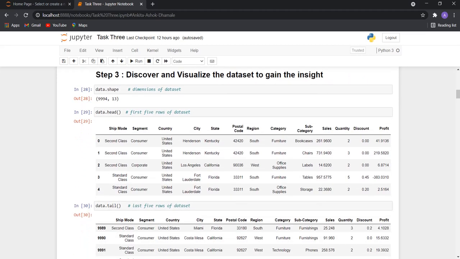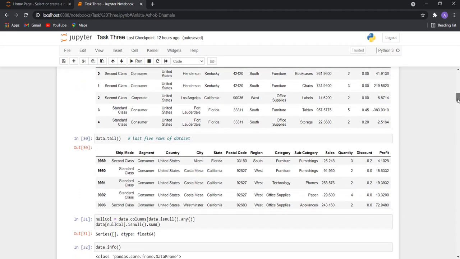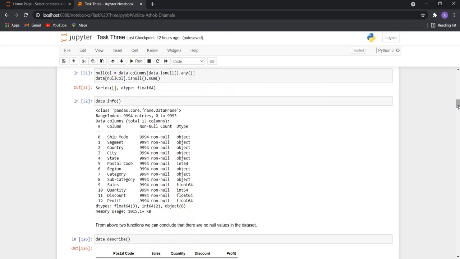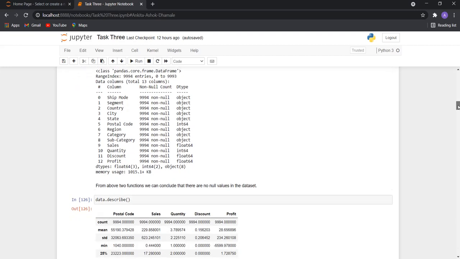In step 3, we get in-depth information of the dataset and visualize the dataset. First, it is data.shape, which gives the dimension of the dataset. Here the dimensions are 9994 rows and 13 columns. Next is data.head, which gives the first 5 rows of the dataset, while data.tail gives the last 5 rows of the dataset. Next, using the isNull function and data.info, I am just observing whether there are any null values. But here I conclude that there are no null values in the dataset.